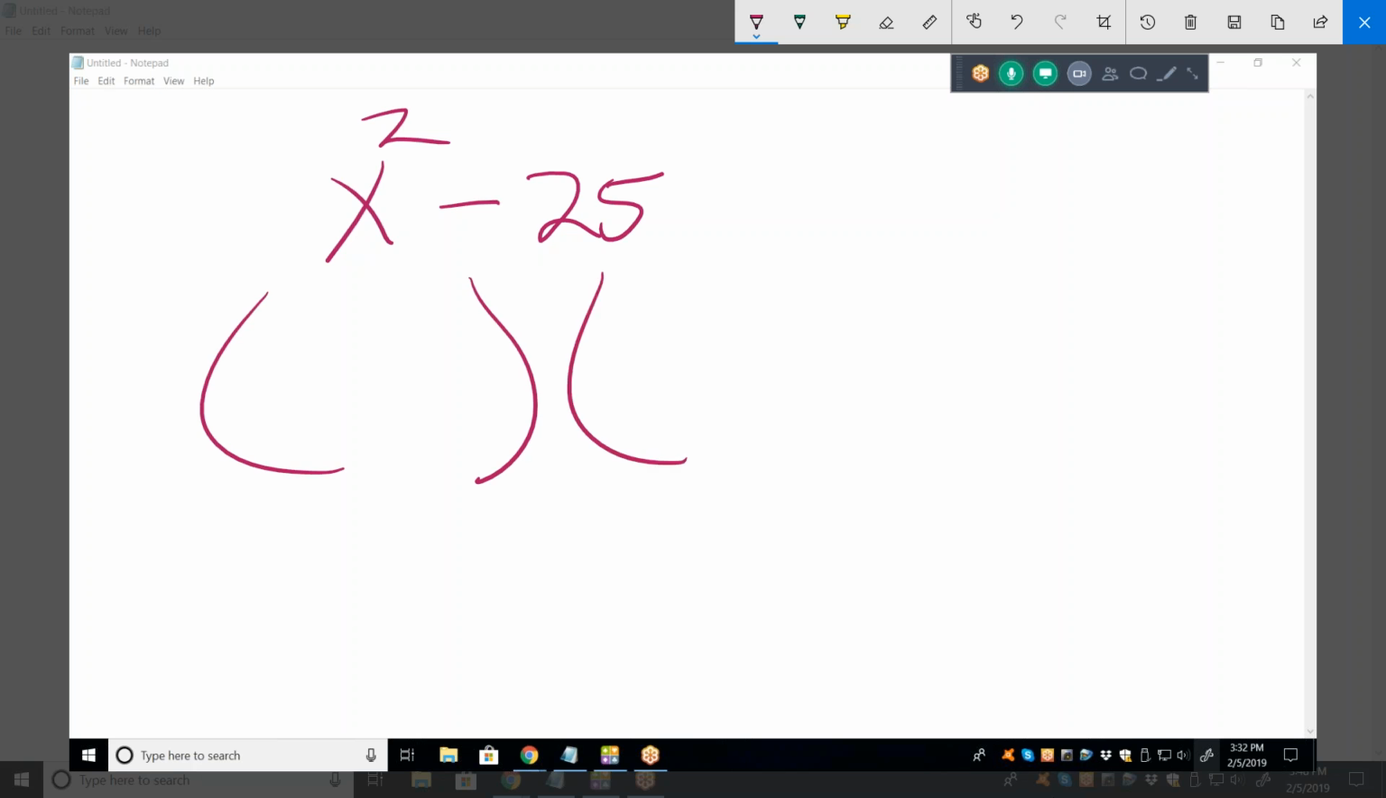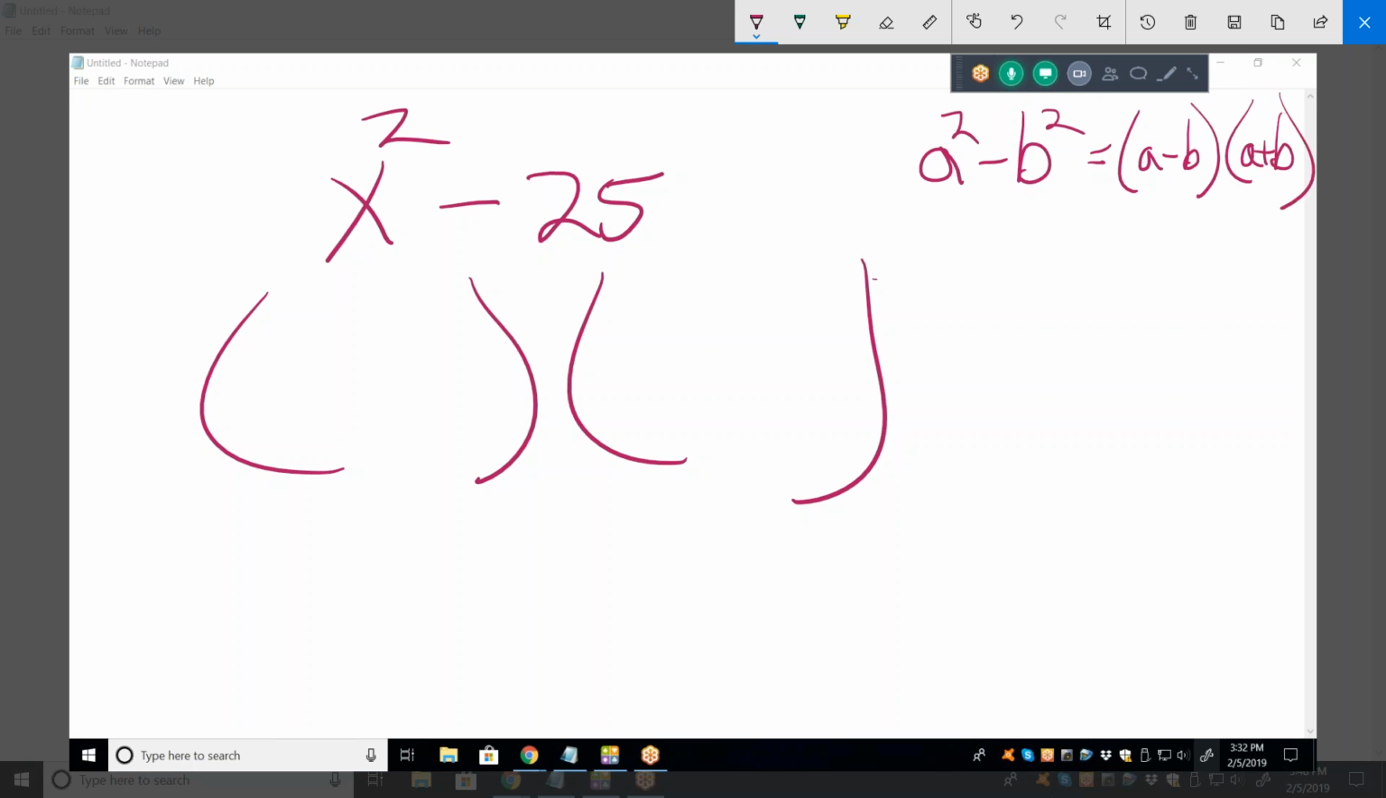Now, notice the difference in this quadratic. This is still a quadratic, but it's missing an x term. In other words, it's got the x squared term and it's got the number, but it doesn't have an x term. So this is not going to factor like we just factored the others. However, there's a formula that says when you have the difference of perfect squares, it always factors into a minus b times a plus b. So using that, how would this factor?